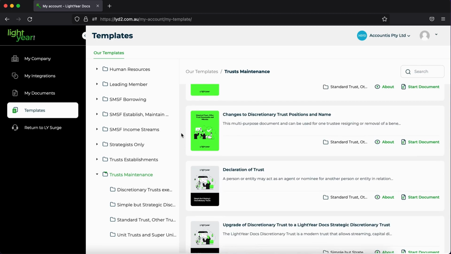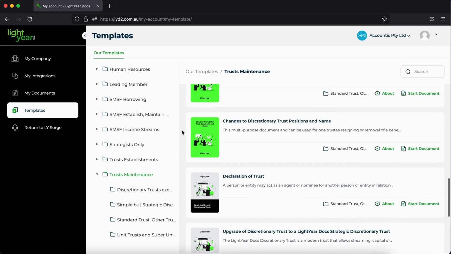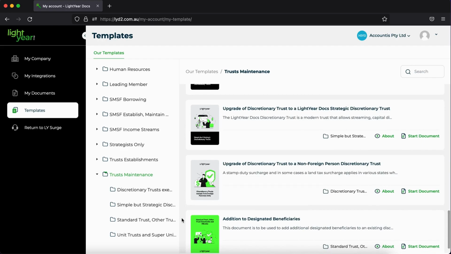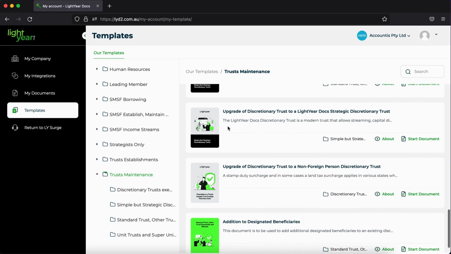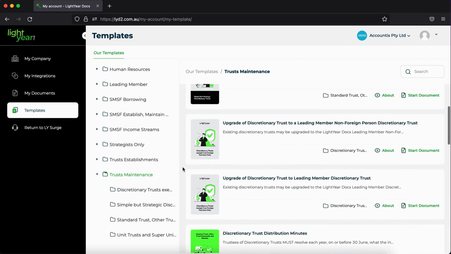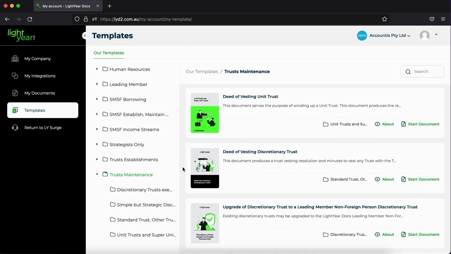We also have changes to discretionary trust positions, whether that is your appointor, your trustee, or your beneficiary. Any which way, you can change it without having to cause resettlement, which is just so beneficial. It saves a lot of time and a lot of money. We have a declaration of trust, as well as an addition to designated beneficiaries. And again, we have more upgrades to a Lightyear Doc strategic discretionary trust, as well as a regular non-foreign person discretionary trust. This category is used so often by our advisors.